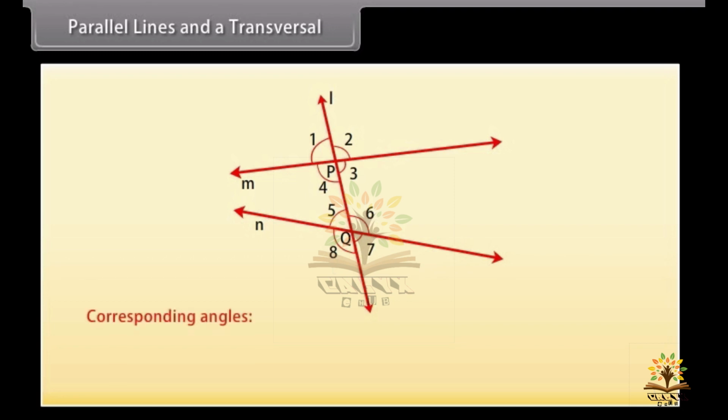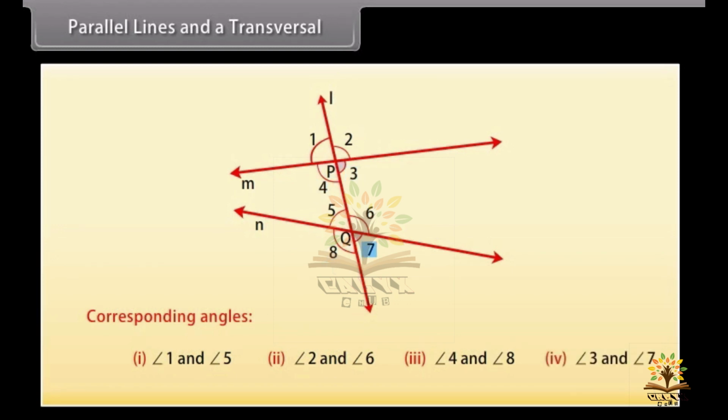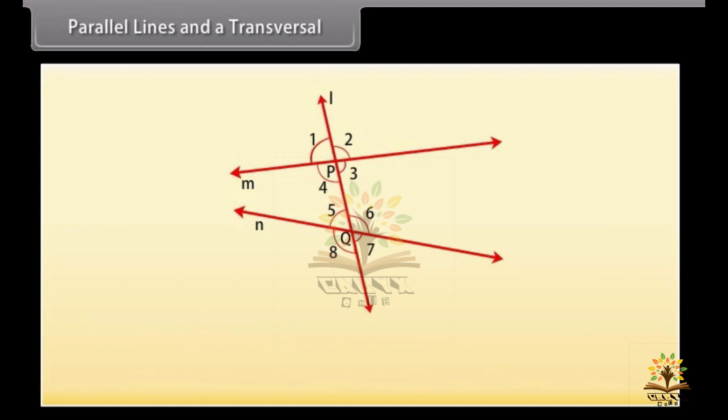First is corresponding angles. These are angle 1 and angle 5, angle 2 and angle 6, angle 4 and angle 8, angle 3 and angle 7. Second is alternate interior angles. Those are angle 4 and angle 6, angle 3 and angle 5. Then come alternate exterior angles, and they are angle 1 and angle 7, angle 2 and angle 8.